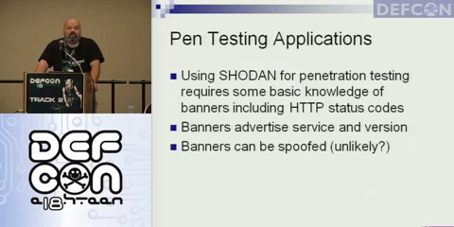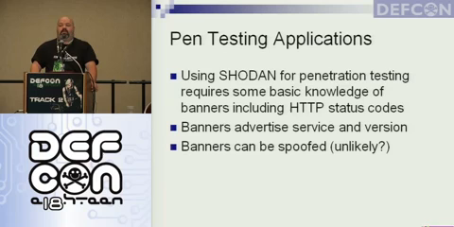I think that using Shodan for penetration testing requires some basic knowledge of banners, like I talked about, and it's also very useful to know HTTP status codes. You all know these, but I think it's important to review them because we can use them to filter out results. We know that banners typically talk about the services they're running and the versions they're running. I've talked to very few people who have ever spoofed banners. Some people do, but most people don't. So we're assuming here that the banners aren't being spoofed.